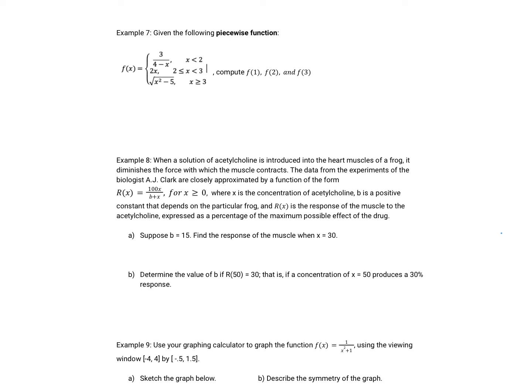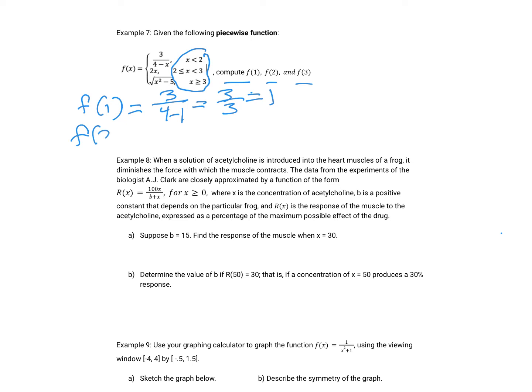So when you're doing what's asked, which is computing the output for given inputs, I want to look to see which of the pieces I'm going to use. So if I'm finding f of 1, I'm looking at these restrictions and figuring out, okay, which one do I use if I have an x value of 1? Well, 1 is less than 2, so I'm going to use the first piece of the function there. So in other words, I'm going to plug 1 into 3 over 4 minus x. So 3 over 4 minus 1 is 3/3, which is just 1.